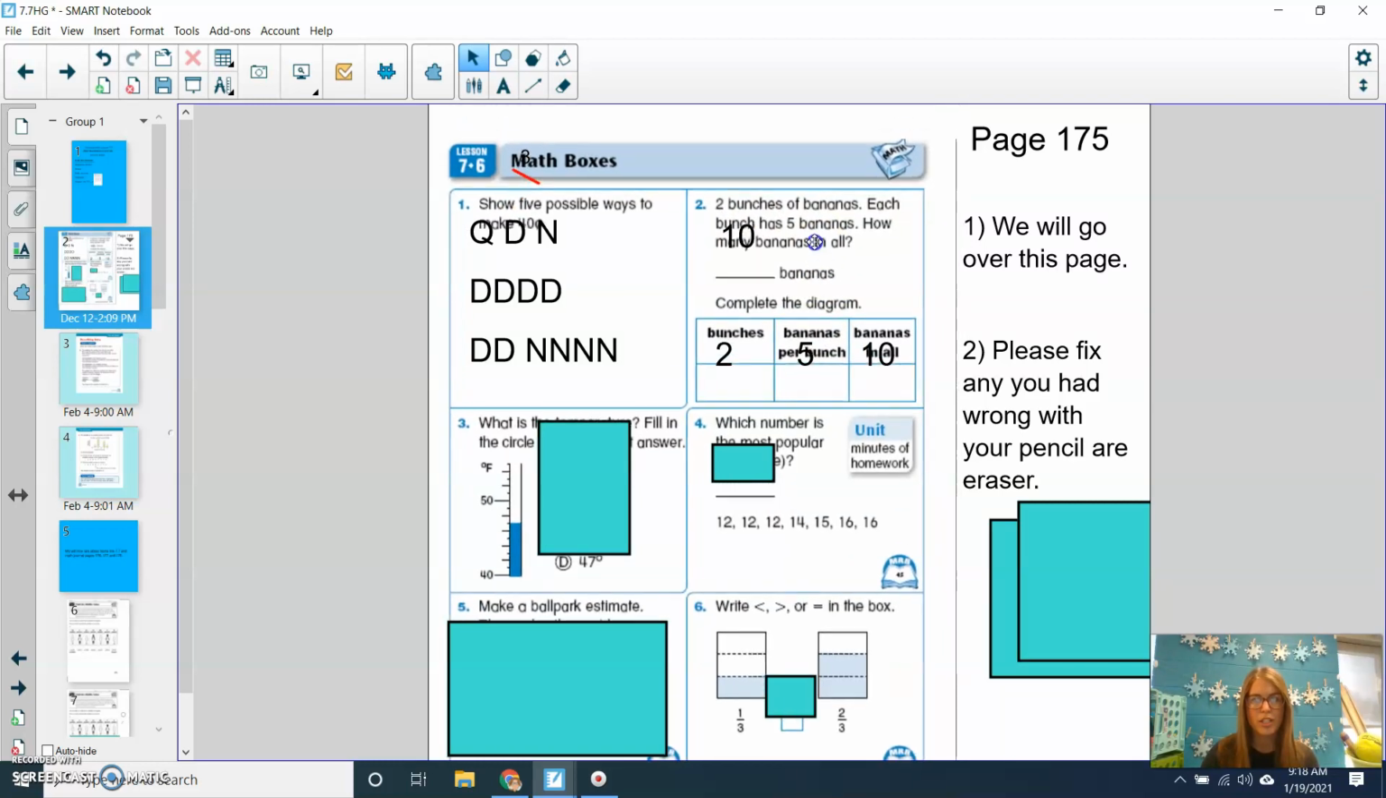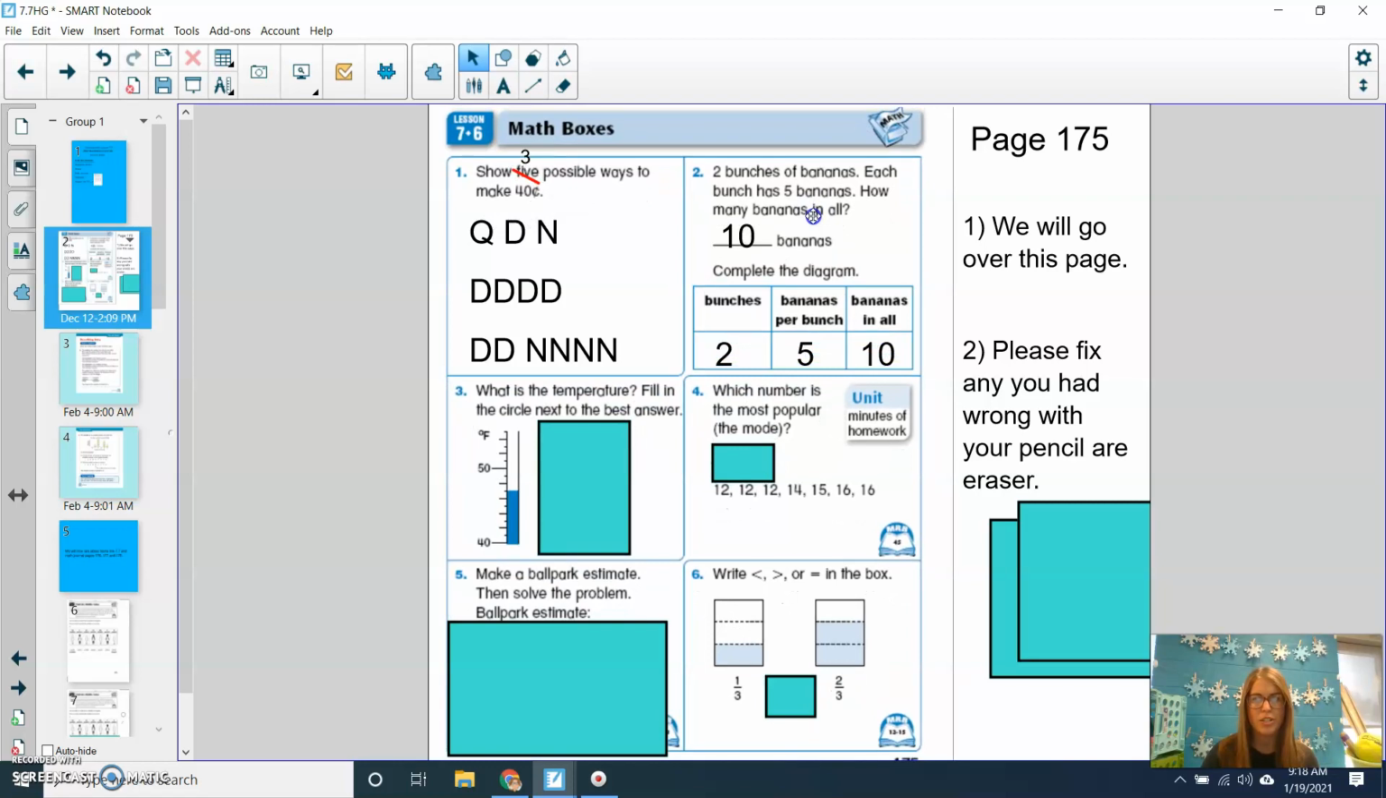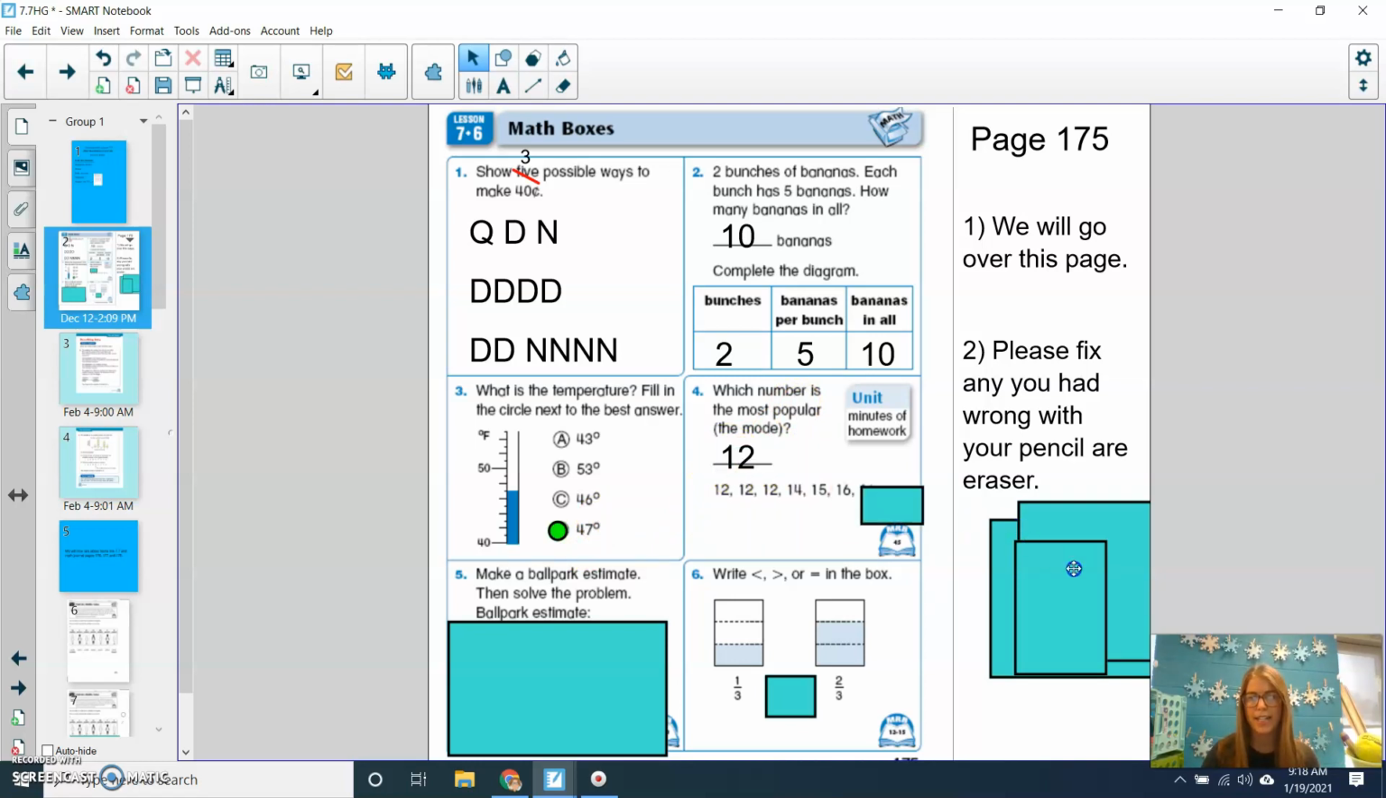For our next question, number 3, let me get my page back to where it should be. There we go. For question number 3, what is the temperature? And so you should have had 47 degrees, choice D. For question 4, which number is the most popular or the mode? And I can see that that is 12 because 12 happens the most times.